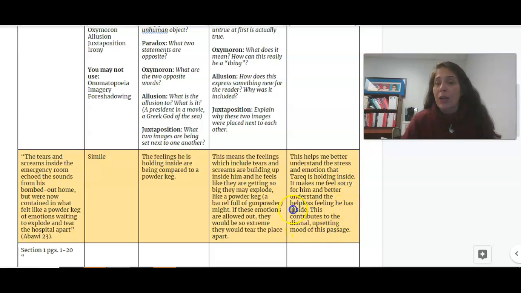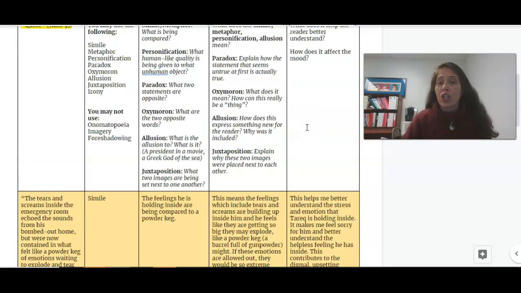So it told me what it helps me understand. It helped me understand that character a whole lot better and the feelings he has. And it contributed to the mood. The mood is dismal and upsetting. So I explain that here. This is what you're doing. You're doing this in chunks.